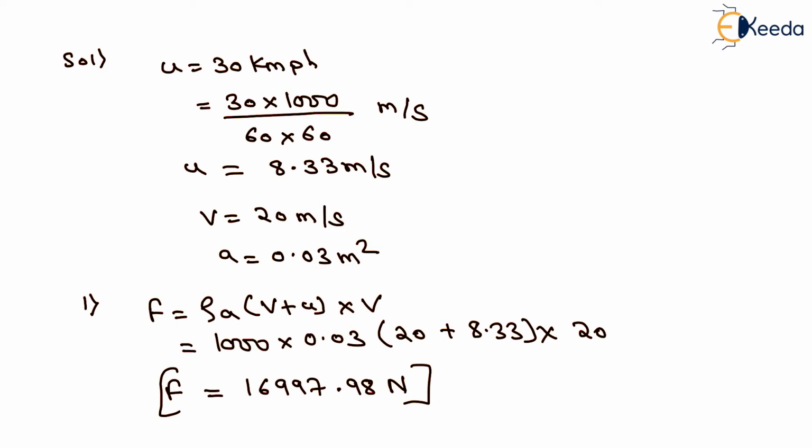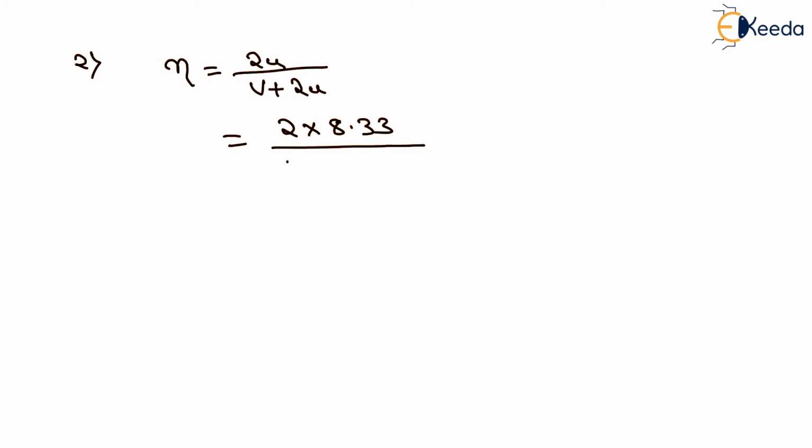Now we have to find the efficiency of propulsion. So the efficiency of propulsion, that is eta, will be equal to 2u upon v plus 2u. Now we have the value of u which will be equal to 8.33, and the value of v which will be equal to 20, plus 2 into 8.33. After solving this, we will have the value of efficiency equals 0.4544. We can write this value in terms of percentage, which will be equal to 45.44%.